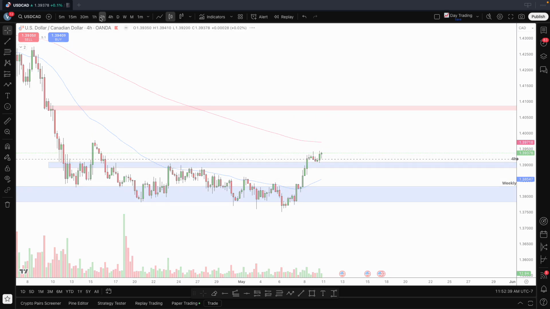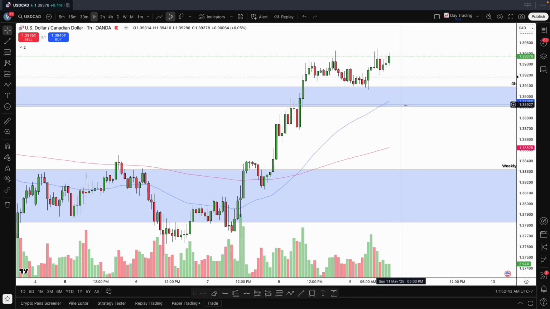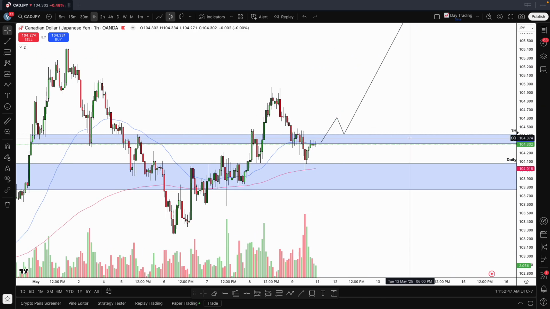So it's very highly likely that price will come back down here for another rejection, also giving us the weekly wick into this area. So another one of my strongest trades. Then comes CAD JPY.